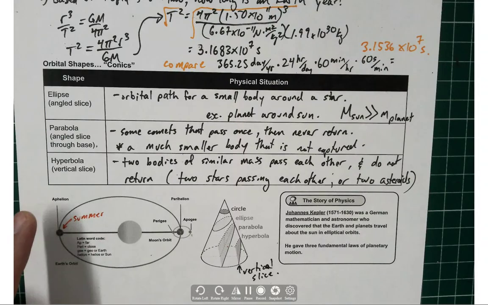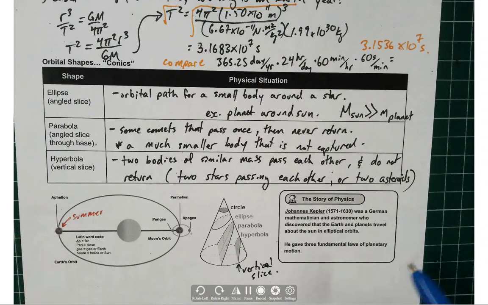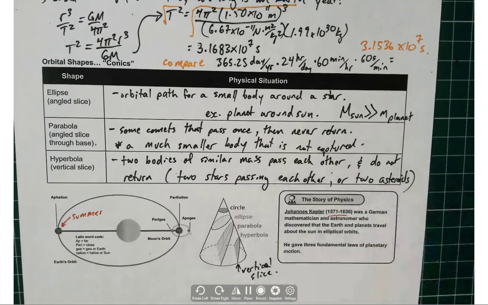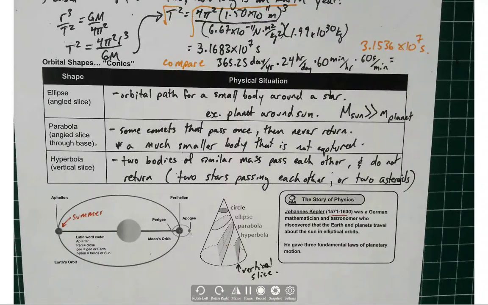Okay? And to put some context on the history here, Kepler, here's his lifespan, 1571 to 1630. Some impressive figuring out happening during that time frame.